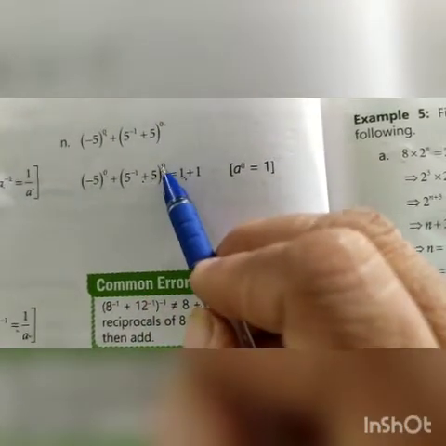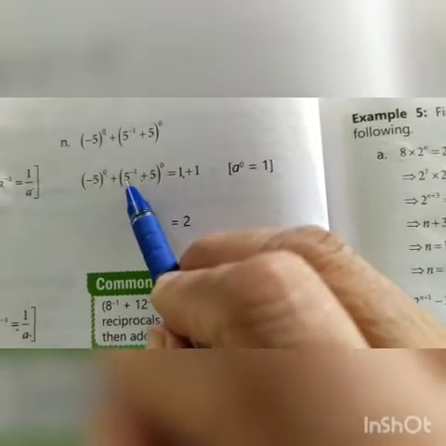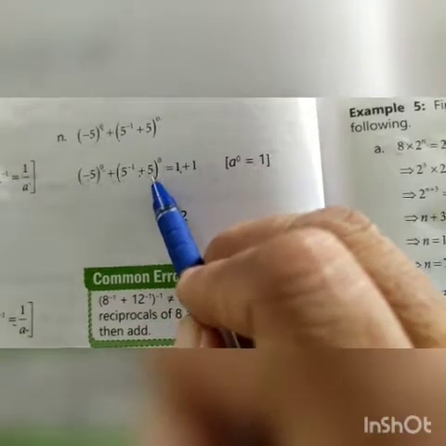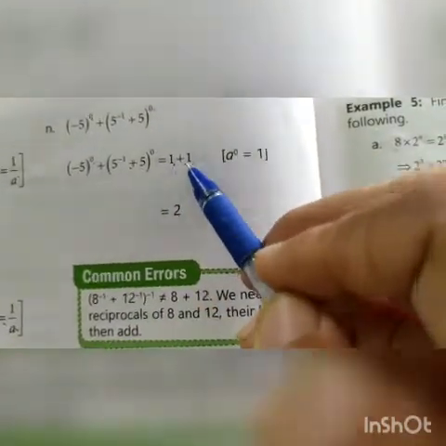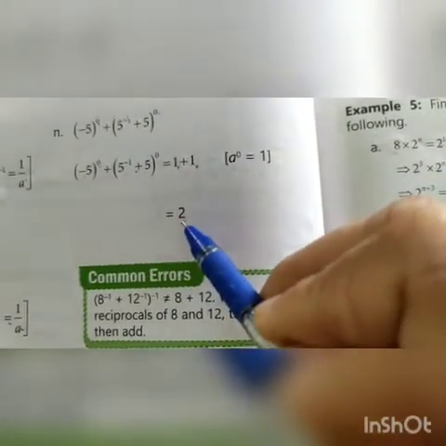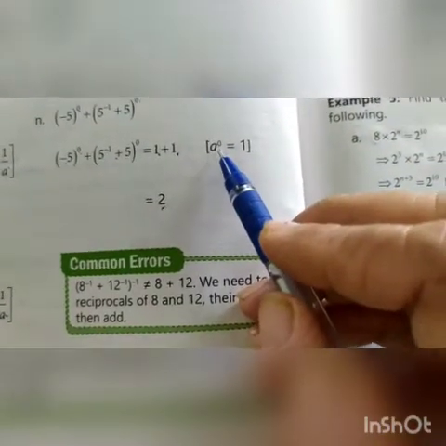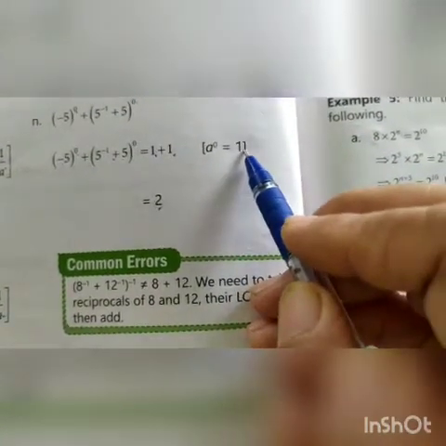Again in this bracket the power is 0. What is the base? Base is 5 power minus 1 plus 5. Again its value will be 1. So 1 plus 1 is equal to 2. Which law we have used? Zero exponent: a power 0 is equal to 1.